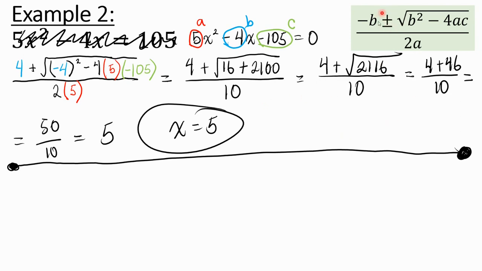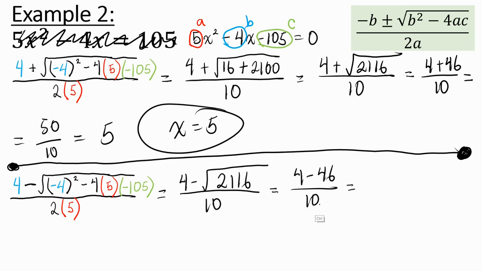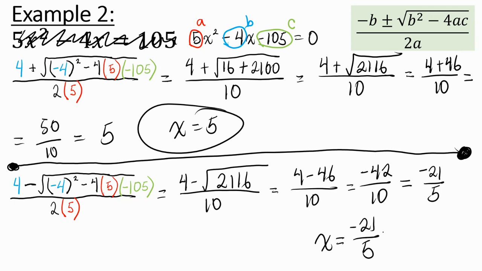So this plus is going to be a minus instead. Yes, I took the lazy way out again. All right, so now I'm going to go ahead and simplify. Okay, on top, 4 minus 46 is negative 42 over 10. That simplifies to negative 21 over 5, and there's nothing else we can do. So we're just going to leave it negative 21 over 5. Oh, but we want to write x equals negative 21 over 5.